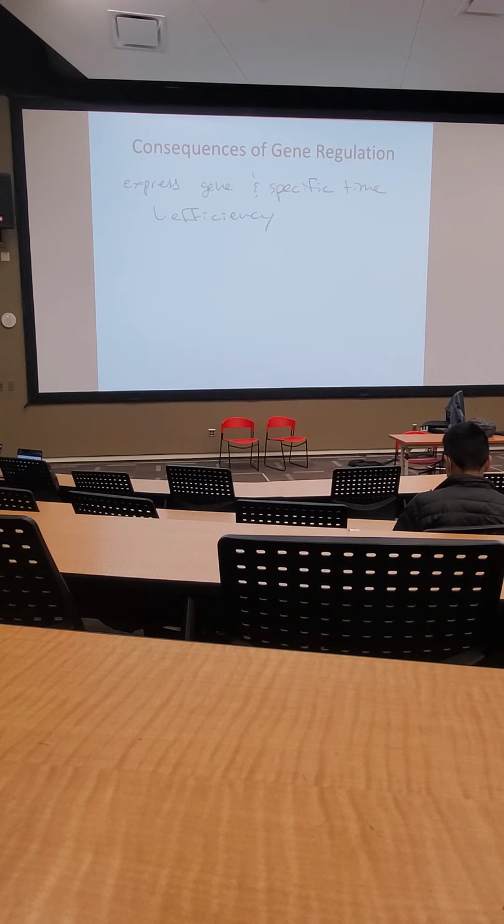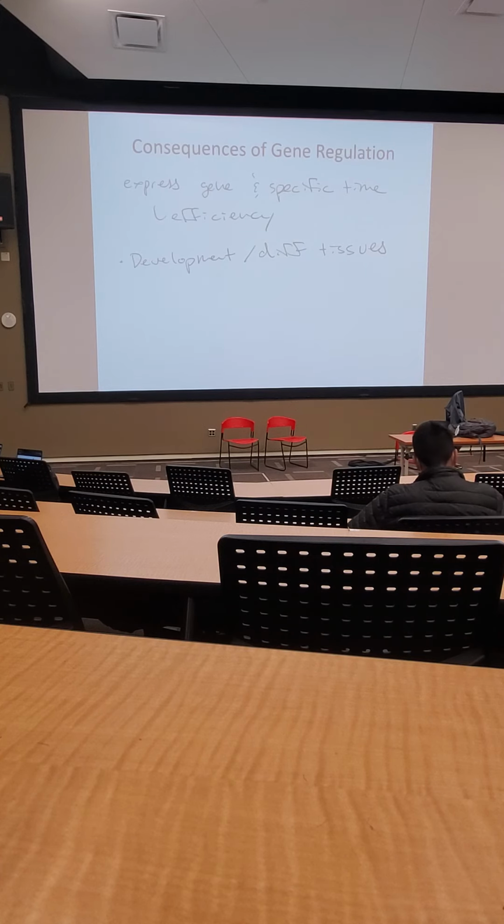So we saw an example of this last time through development or different tissues. A liver is not going to express the same genes as heart cells or muscle cells. Bacteria don't have that type of organization. So why does a bacterium need to regulate gene expression? This would be cell differentiation.